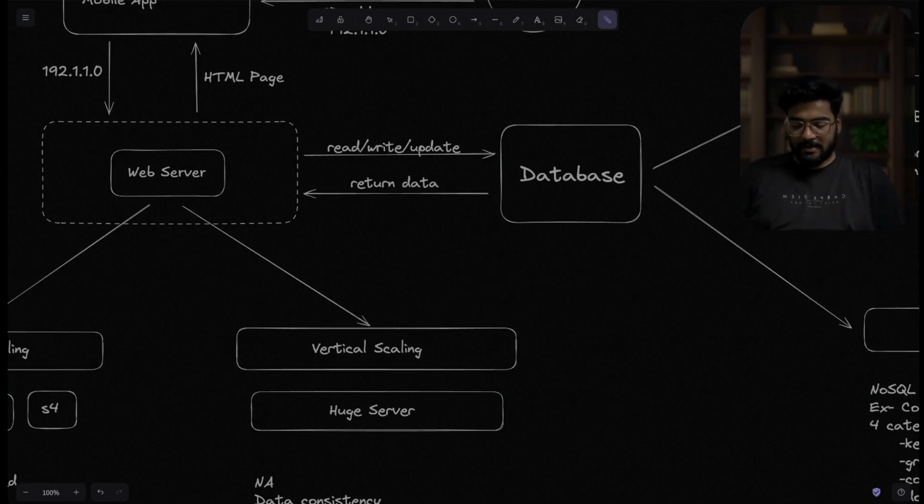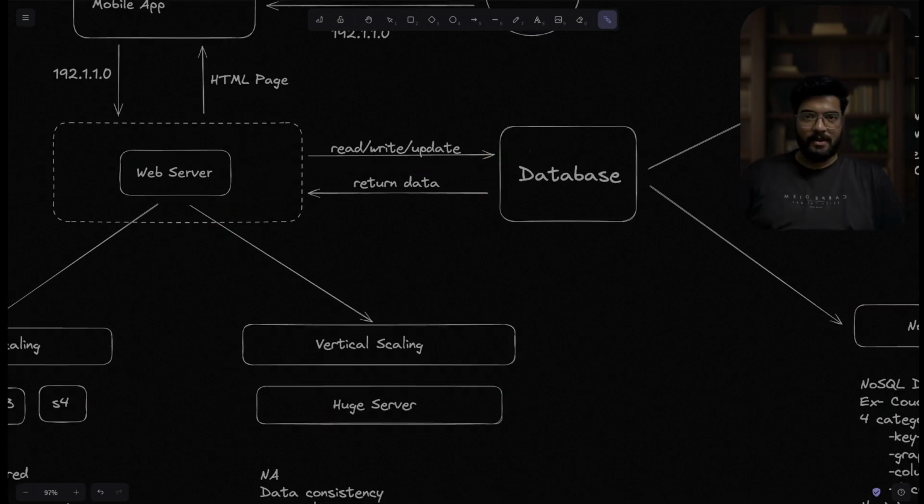So what is now going to happen is the web server is going to send requests to read, write, or update any data to a database, and the database will return the updated data whenever the web server requests it. Now, talking about the database specifically, we'll have a general discussion, and we'll go deep into different kinds of databases in the upcoming videos.